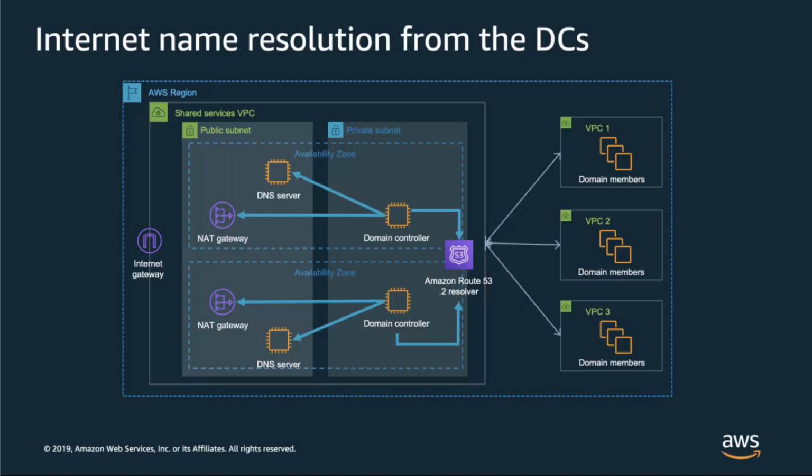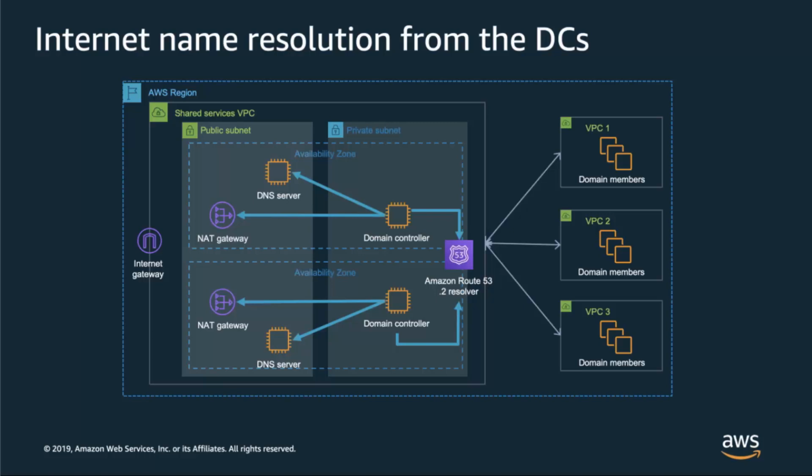So the .2 resolver are the resolvers that you get with every VPC, where you can point to .2 and we will resolve internet queries for you. The second way you can do the same thing is by using a NAT gateway. Because the domain controllers are not in public subnet and should not be in public subnet, we have a way for domain controllers to get to the internet to resolve internet names. And that's possible by putting a NAT gateway in a public subnet.